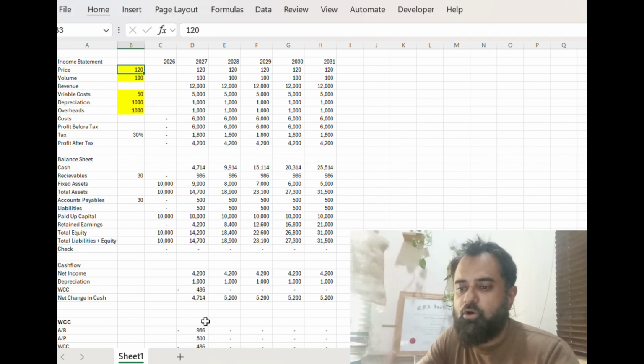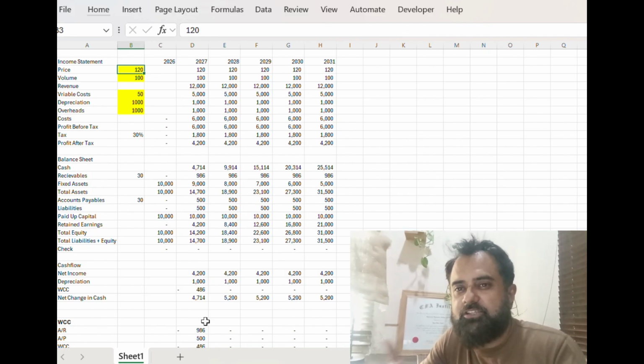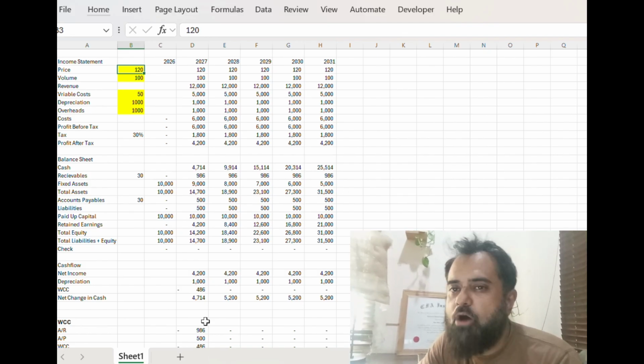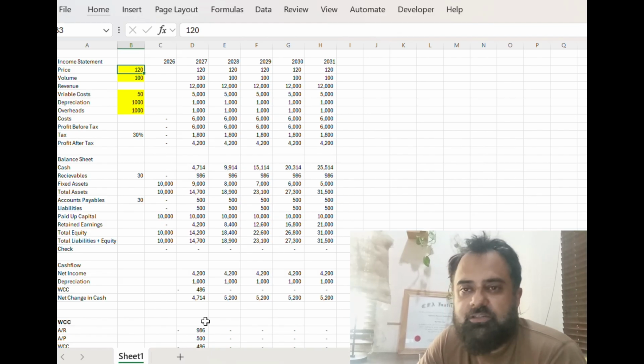Now if we had some more layers in this model, we could have some investor related metrics also and show how much return they were making. But essentially this is our model.